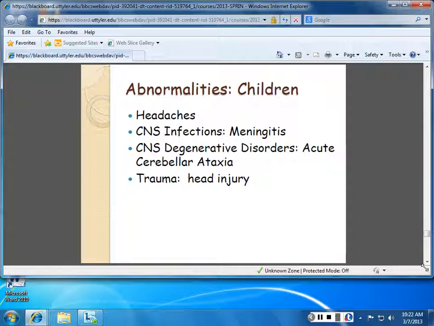CNS degenerative disorders, when you get into your muscular dystrophy, again, you're going to have abnormalities in growth and development. You're going to have abnormalities in your exam. I expect in your practice as FNPs you won't see these. PNPs you probably will. Trauma, head injuries, again depending on where you're working. Kids fall off of bikes, they fall out of trees, they hit their heads, what have you. How are you going to assess those? Your general neuro exam, just like you do for everything else.